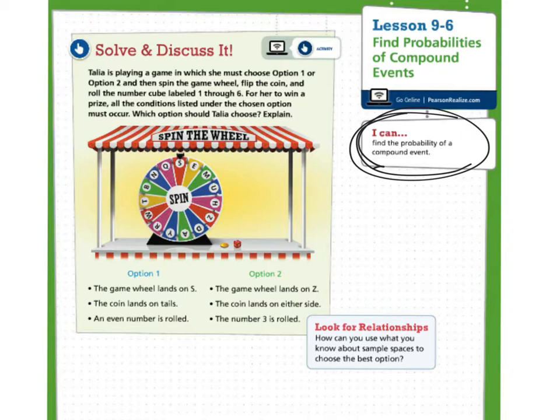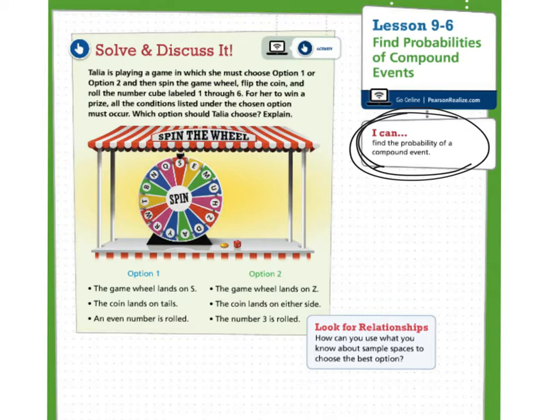Talia is playing a game in which she must choose option 1 or option 2, and then spin the game wheel, flip the coin, and roll the number cube labeled 1 through 6. So she has two options. In order for her to win a prize, all the conditions under each chosen option must occur. Which option should Talia choose? In this problem, what we're really looking for is which of those two options gives her the better chance of winning.